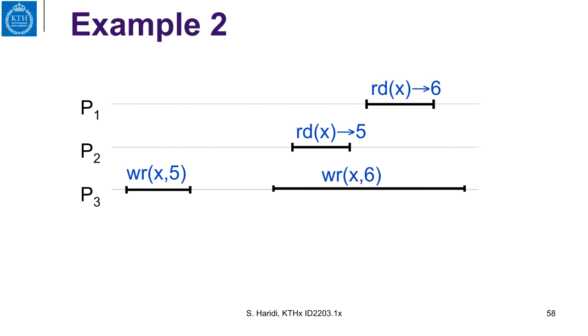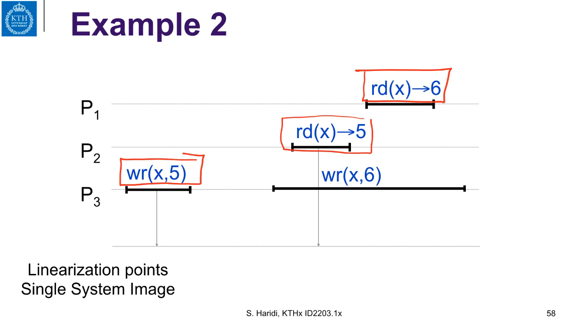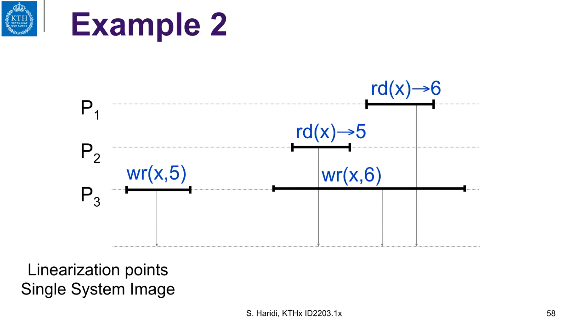In this example, we also have a linearizable execution, satisfying the requirement that this read has to be after this write and before this read. And that is what the linearization points can achieve. So here we have this, and then we have the write, and then we have the final read here. So now let us look at another example.